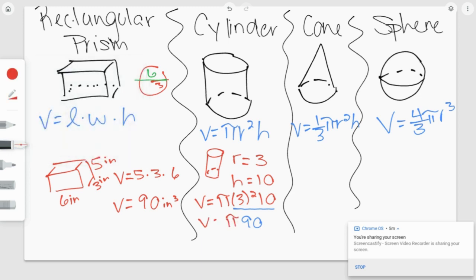Now, in math, we don't write pi then a number. We write the number then pi. So really, this should be V equals 90 pi. Now, that's only if it says in terms of pi. If it says what to round to, that means you actually are going to multiply the pi and the 90 together. And we aren't actually going to do that in our heads at all because pi is an irrational number.